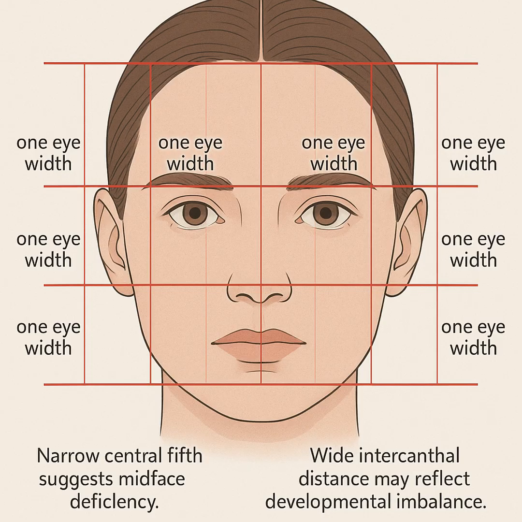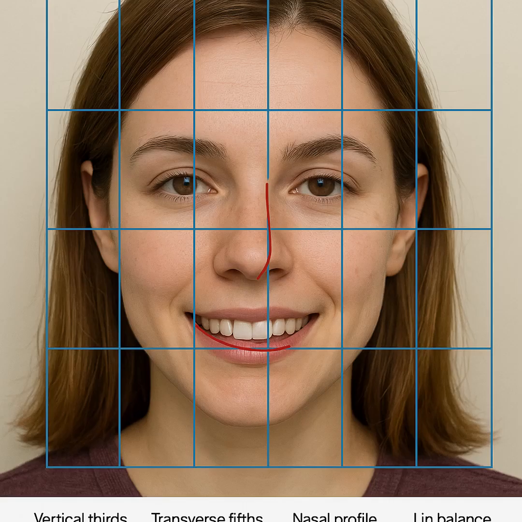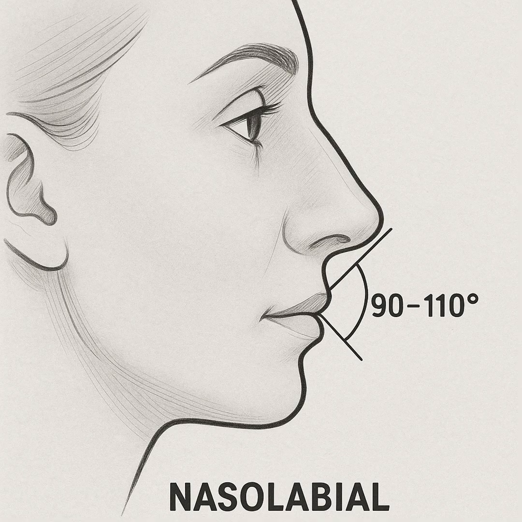If the central fifth is narrow, this suggests mid-face deficiency. If the intercanthal distance is wide, this may reflect developmental imbalance. We also analyze the nose. The nasolabial angle is particularly important, normally between 90 and 110 degrees.